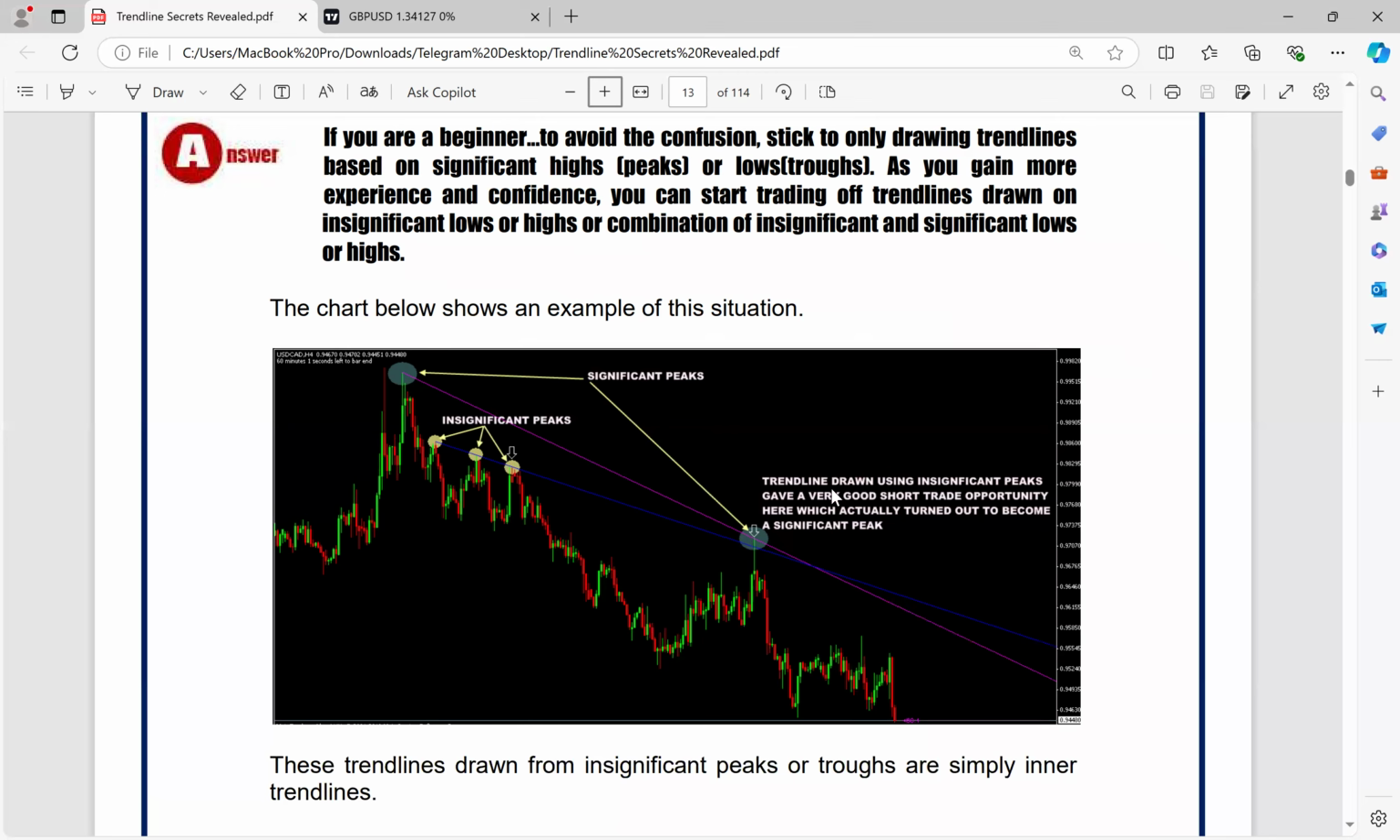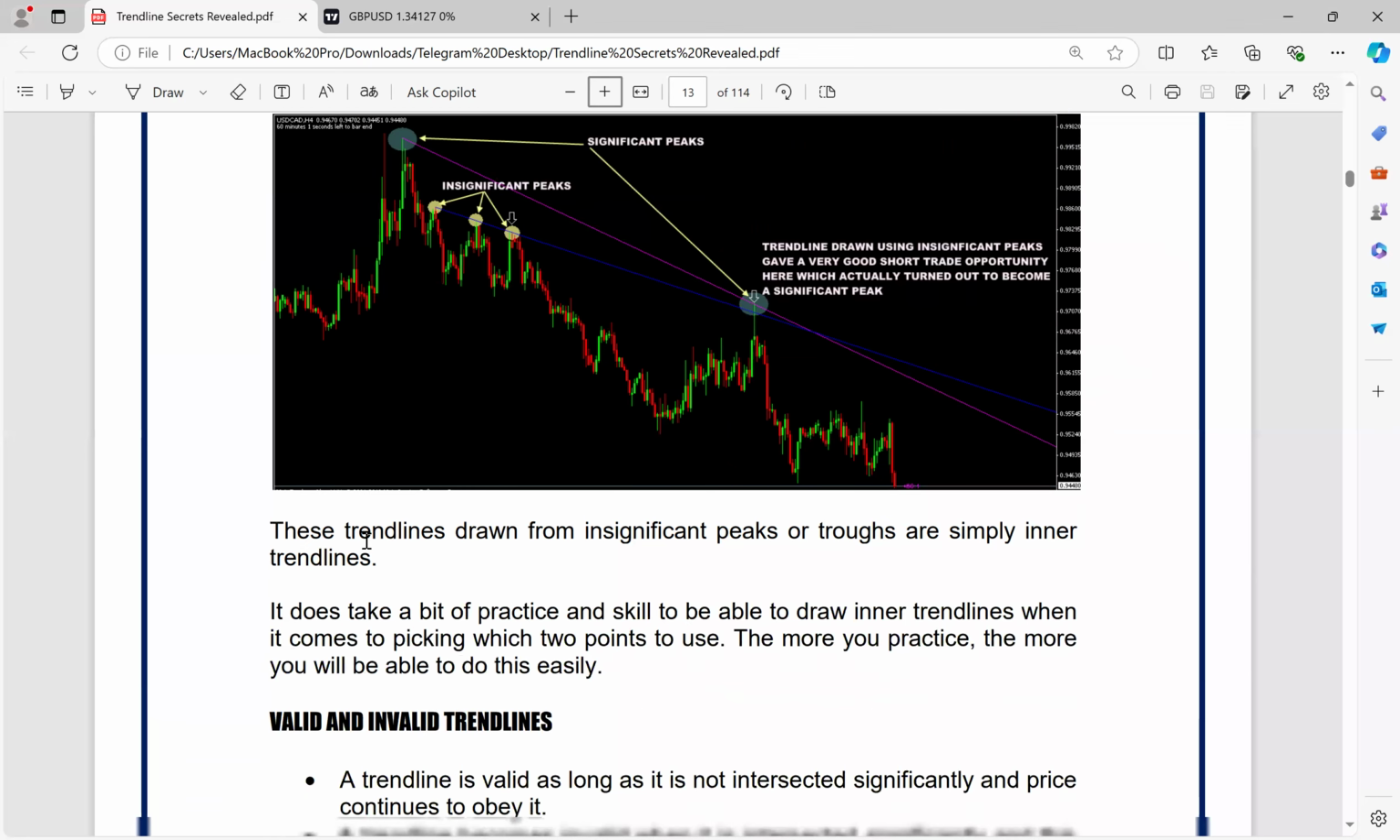So it says here, trend lines drawn using insignificant peaks give very good short trade opportunities here, which actually turned out to become a significant peak. You understand? So you can draw from significant peaks and insignificant ones, but starting off, just practice with significant ones. So now, trend lines drawn from insignificant peaks or troughs are simply inner trend lines.